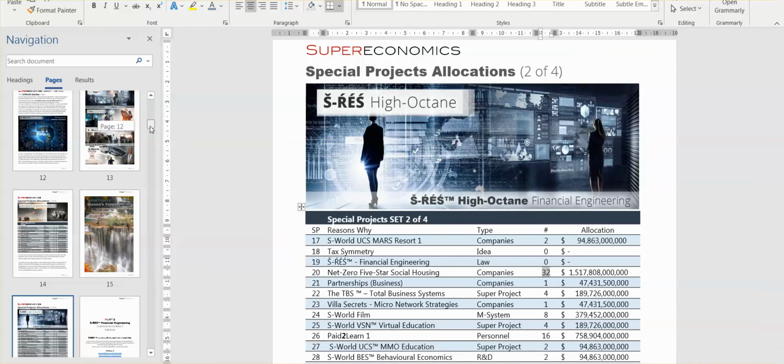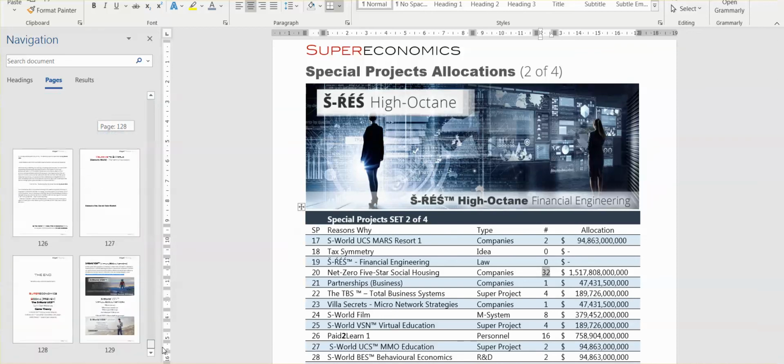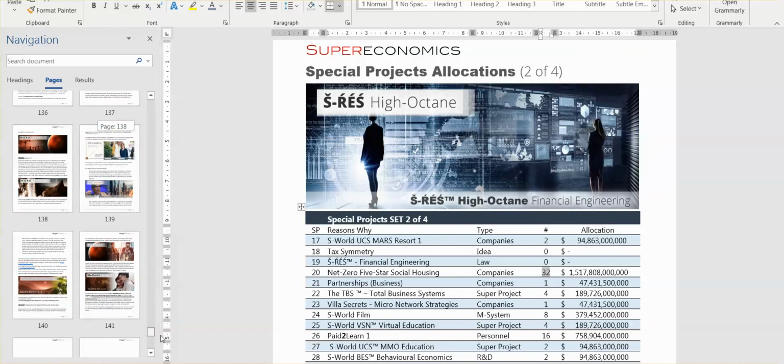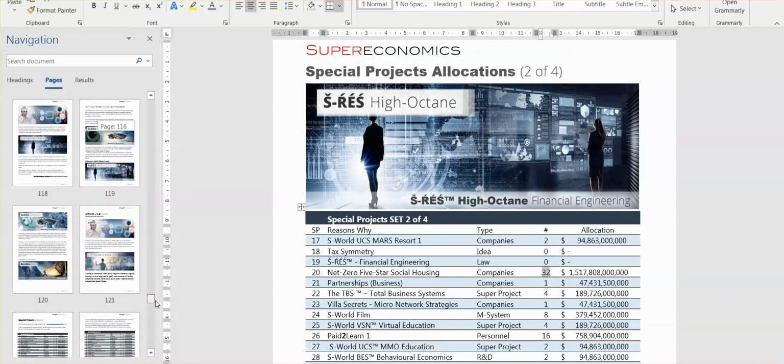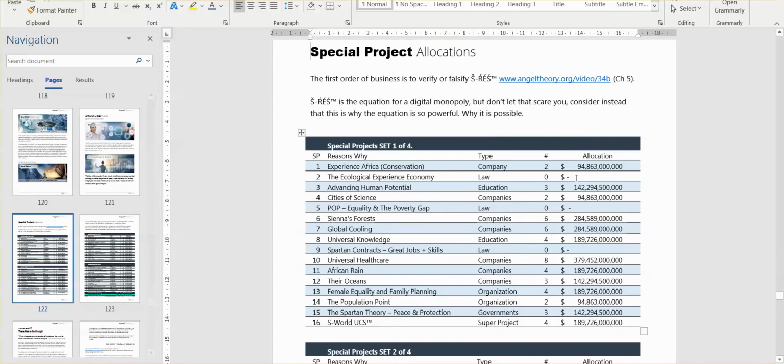If we go to the other end, we have an overview of all the special project spending.